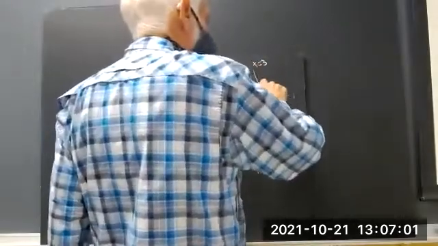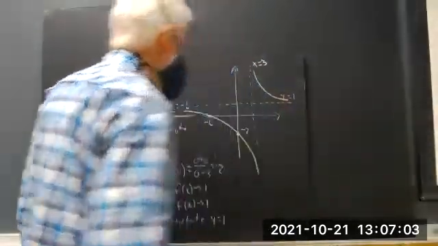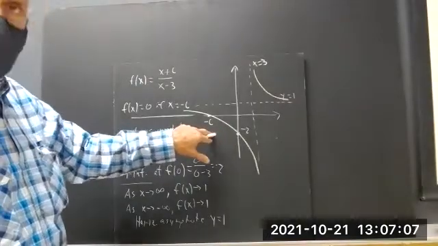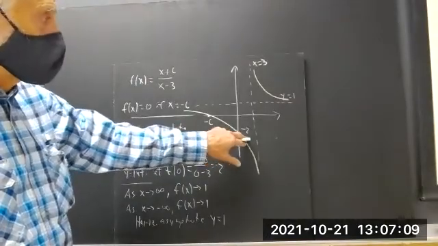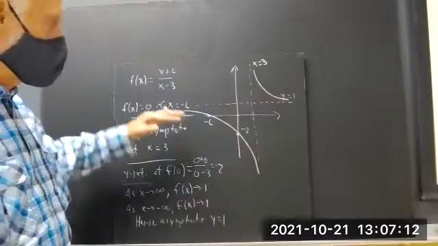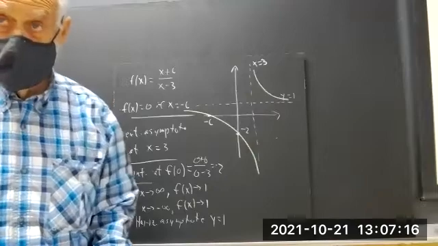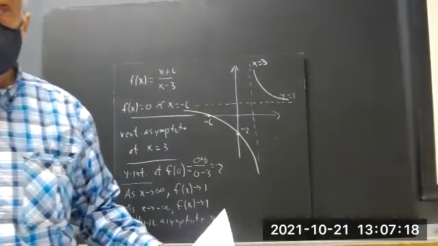So the graph, I'm going to label this. Label the x-intercept, the y-intercept. You want to label the vertical asymptote. You want to label the horizontal asymptote. Okay? That's what you're going to have to say with this.